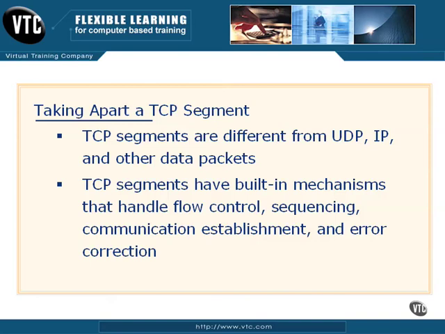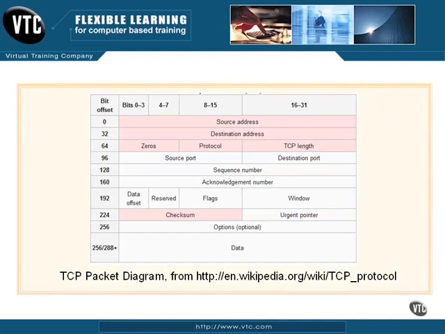TCP segments have built-in mechanisms that handle all kinds of things such as flow control, sequencing of packets and segments, and establishing the communications through this three-way handshake, so they have flag fields, and they also have error correction. Because of that, a lot of the fields that you will see in a TCP segment are a lot different than some of the other segments or datagrams that we'll look at.